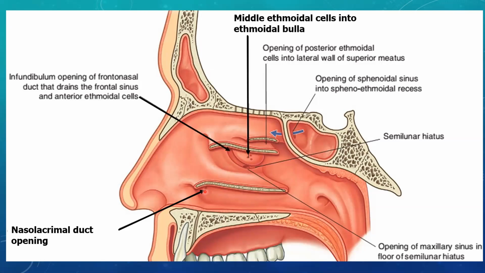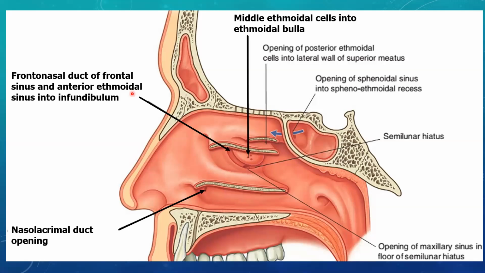First we'll begin with the anterior part, the infundibulum of the semilunar hiatus. In the infundibulum opens the frontonasal duct. Frontonasal means from the frontal sinus. This is your frontal sinus, a paranasal sinus. We have a separate class on paranasal sinuses; for now, just remember the openings. The frontal sinus opens into the infundibulum, as well as the anterior ethmoidal sinus.